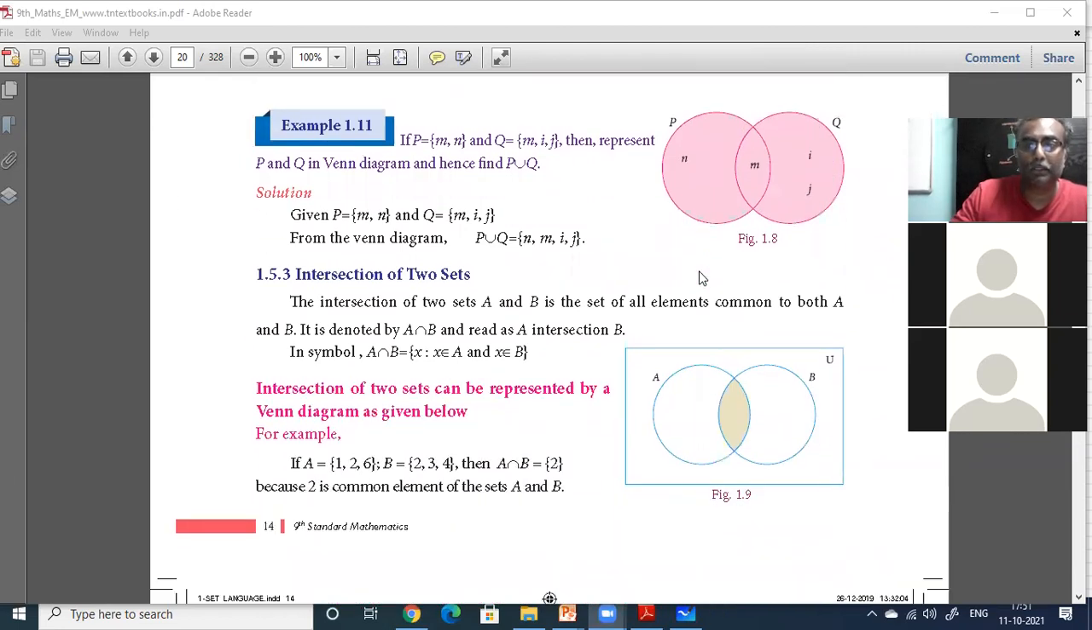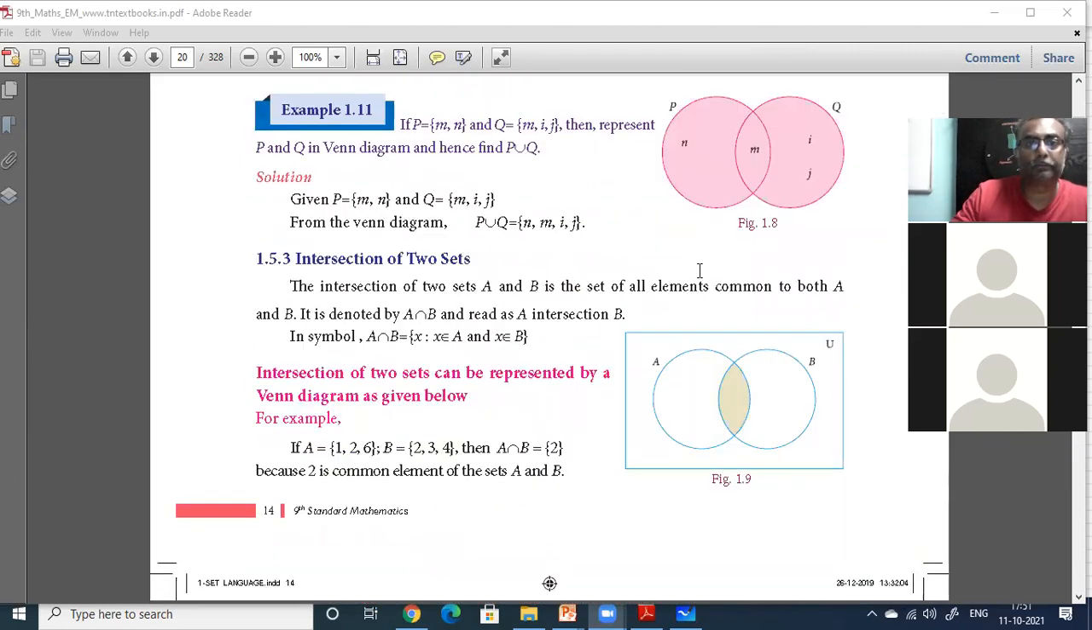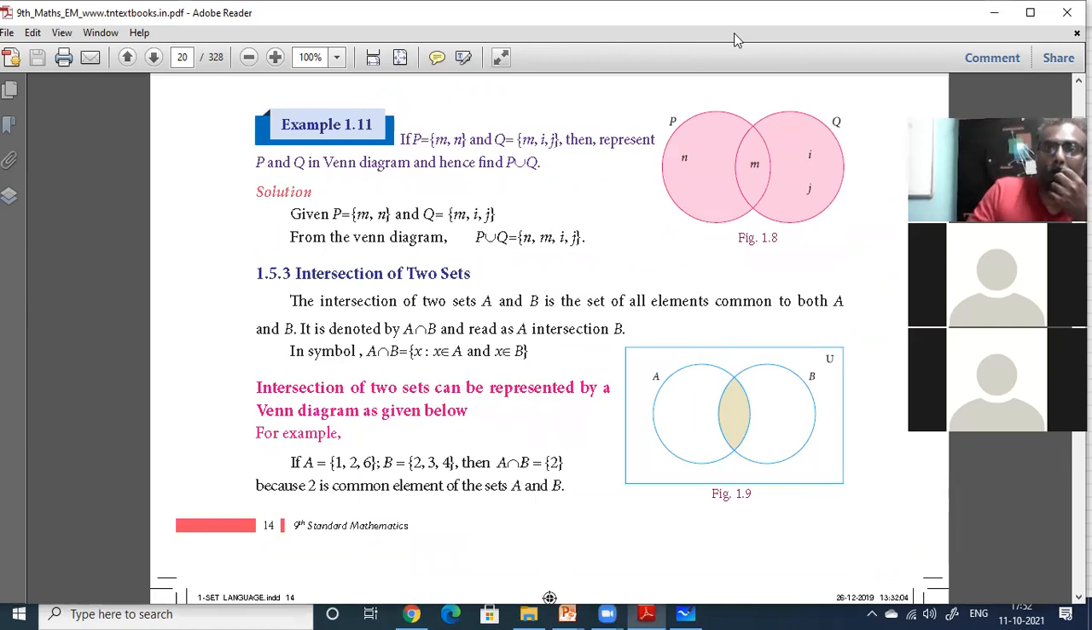Now let us see the intersection of two sets. What is intersection? Union was either-or: either it is in A or it is in B or it is in both. But either-or is not the logic for intersection. What is the keyword for intersection? Both and. The element must be both in A and in B. That means it must be only in this area. This area only is the intersection.